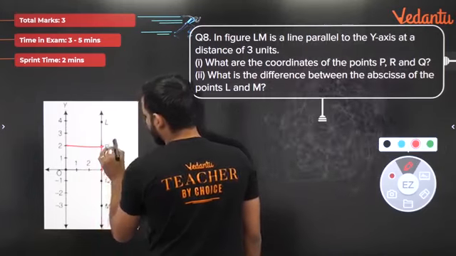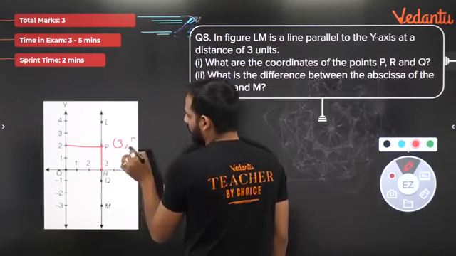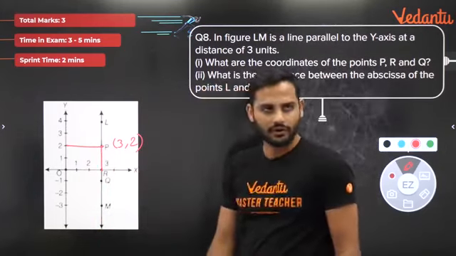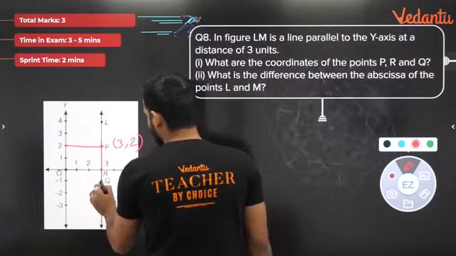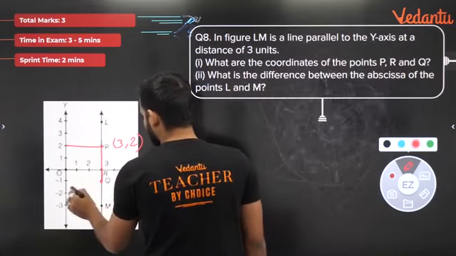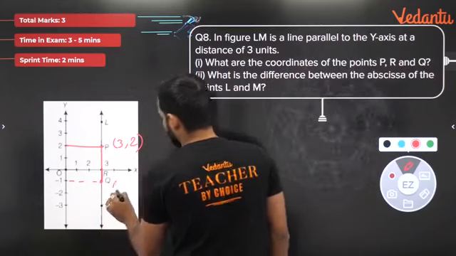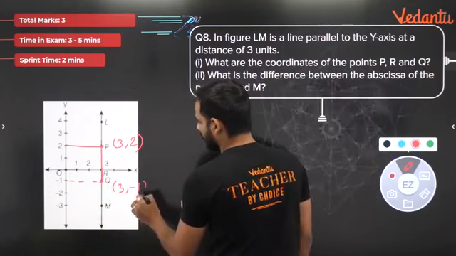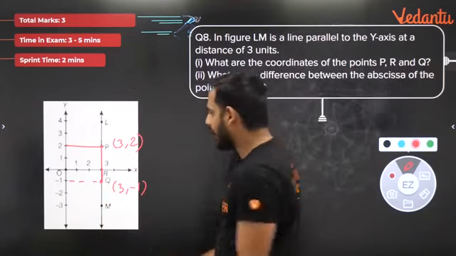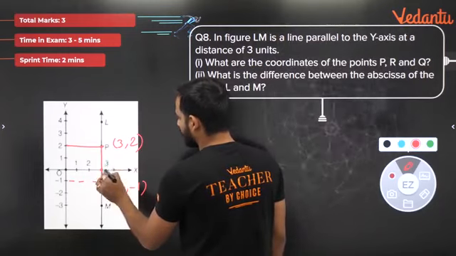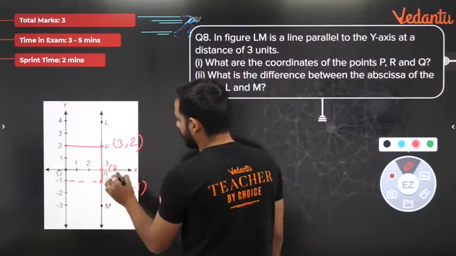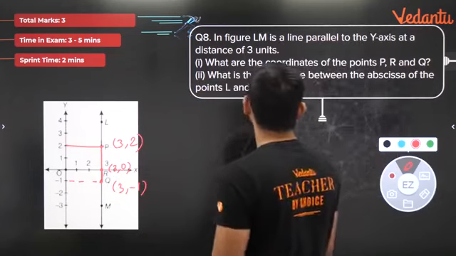So P's x coordinate is 3 and y coordinate is what? 2. So P's coordinates are what? 3, 2. Then Q is here, bachon. X coordinate for Q is also 3, y coordinate is -1. So Q is what? 3, -1. And R is on x axis, so R's coordinate will be 3, 0. These are the coordinates of P, Q and R.